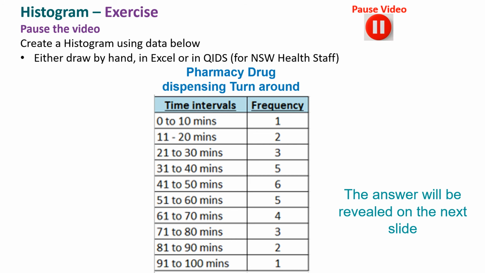So here we have a frequency table looking at pharmacy drug dispensing turnaround times. We have the time intervals there in 10 minutes, and then we have the frequency in the next column, which is the number of cases that fell within those time intervals. And the answer to this will be revealed on the next slide. So go ahead now and draw a histogram from this data.